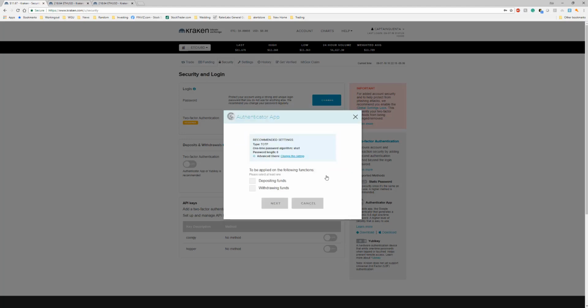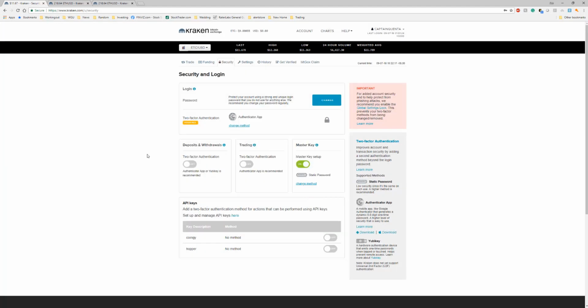But for two-factor withdrawals, I'm surprised that I did not. You know what? I'll do that later. But definitely have two-factor authentication done for deposits and withdrawals. That way, in case somebody were to somehow access your Kraken account, even with the two-factor authentication, to do the withdrawal, they would need to do that again.